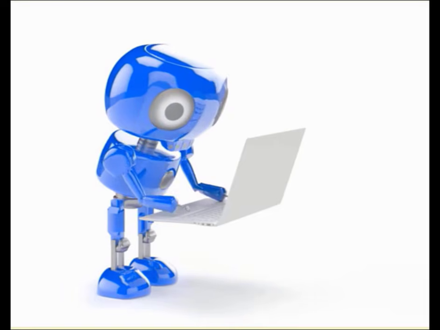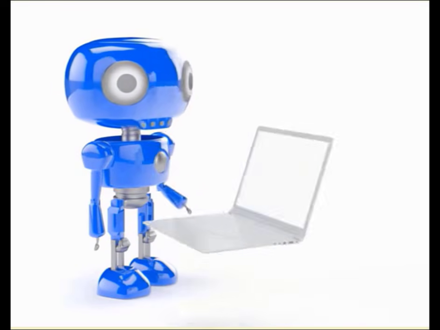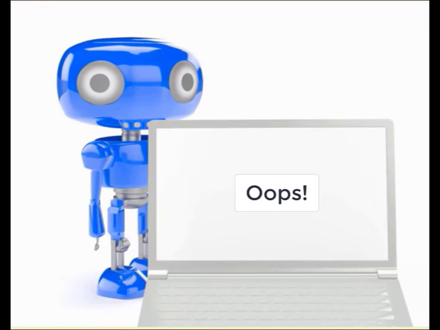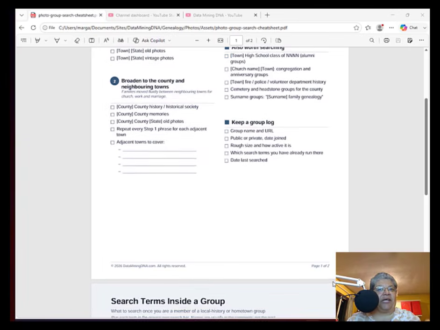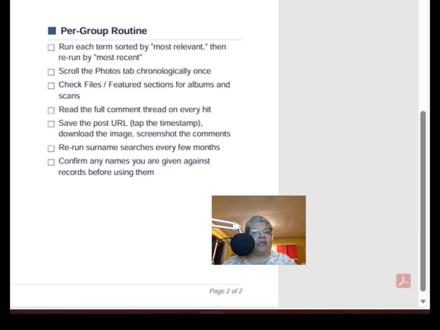Some of my tips are because Facebook's search is just badly engineered. It doesn't always surface what's there, and sometimes what you found before won't come up again with the same search. So I have details down here on how to save the post URL. It's also why I'm telling you to go into the Photos tab and scroll through it all the way back. When an image grabs your eye, go and check out the attached comments.